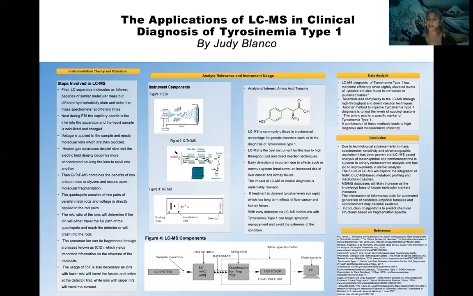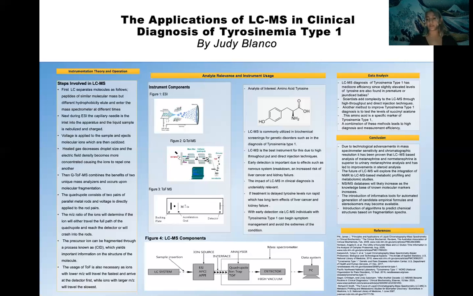The precursor ion can be fragmented through a process known as collision-induced dissociation, which yields important information on the structure of the molecule. The usage of TOF is also necessary as ions with lower m/z will travel the fastest and arrive at the detector first, while ions with larger m/z will travel the slowest. This will narrow the possibilities for potential molecular formulas.